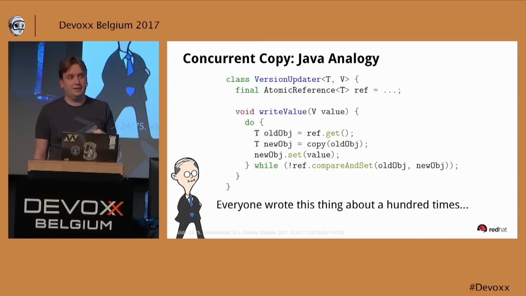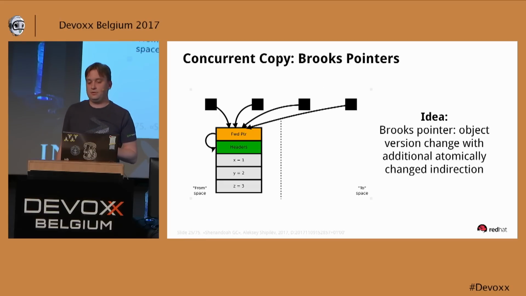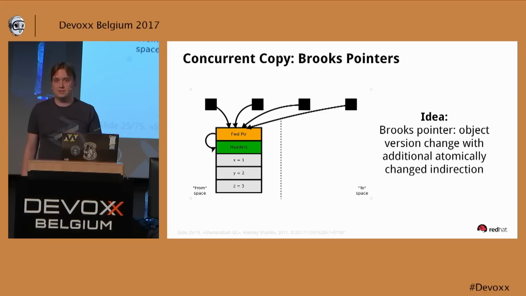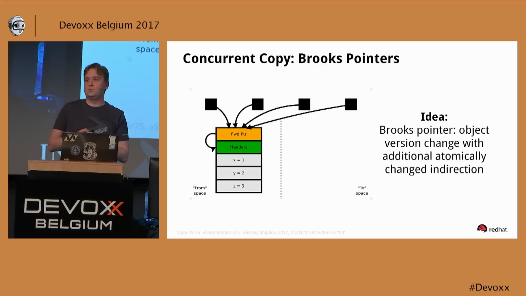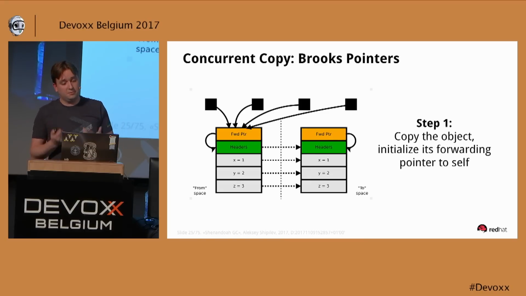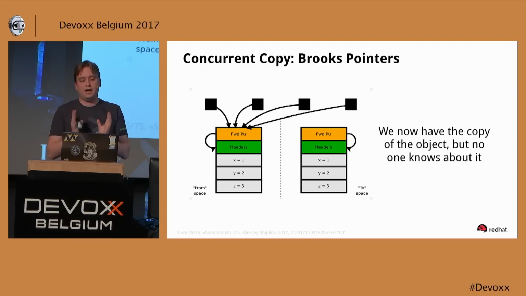So from there, it's natural to apply the same principle to GC, and that's what Brooks did. He said, OK, why don't we provide the atomicity of object version change by an additional indirection? Instead of a separate object, we just attach a forwarding pointer to every object at all times, and it will tell us where the actual copy of the object lies. So when we have that, it's very easy to construct the copying code. On the first step, we just copy the object and initialize the forwarding pointer to itself.